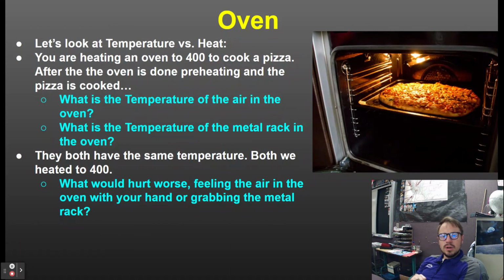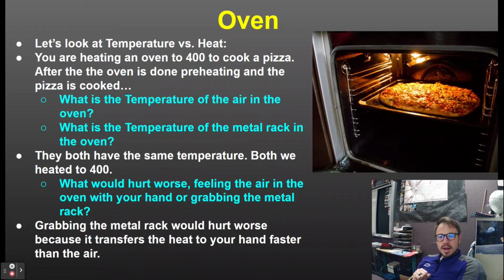Now, ask yourself, what would hurt worse? Feeling the air in the oven with your hand or grabbing the metal rack? Right, so you've probably done that. You've pulled the oven out, you stick your face in there and go, oh, is it done? And then hot air hits your face and you take a step back and go, whoa, that was a little too hot, right? But you're not burned, right? You don't have to go to the hospital. You don't have third-degree burns. But if you stuck your hand and you grabbed that metal rack, then you would, right?